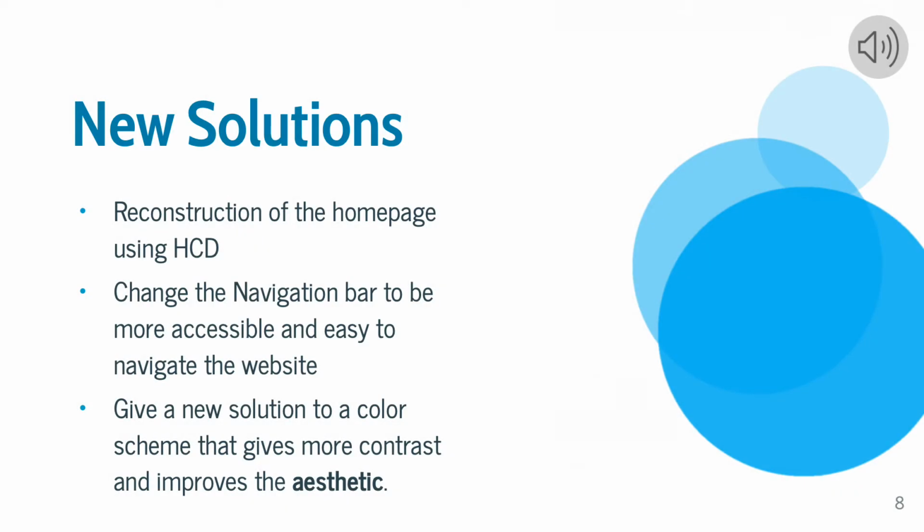We came up with some new solutions that are created through human-centered design for accessibility. The first solution is reconstruction of the homepage and throughout the website. Another solution is to change the navigation bar to be more accessible and easier for users to navigate through the Forever in a Day website. The third solution is to find a color scheme that fits your business but also has contrast and catches the visitor's eye.